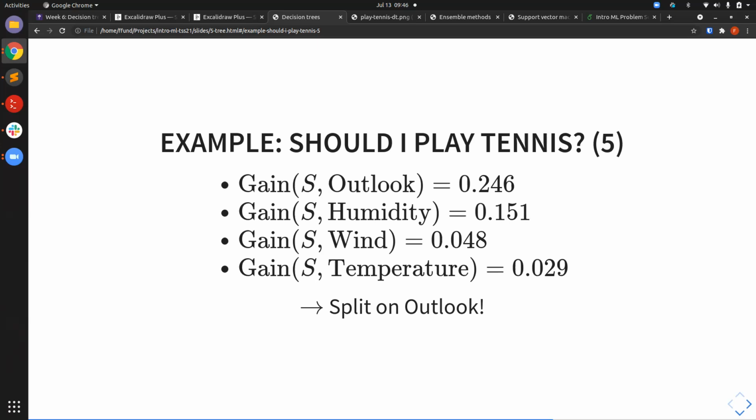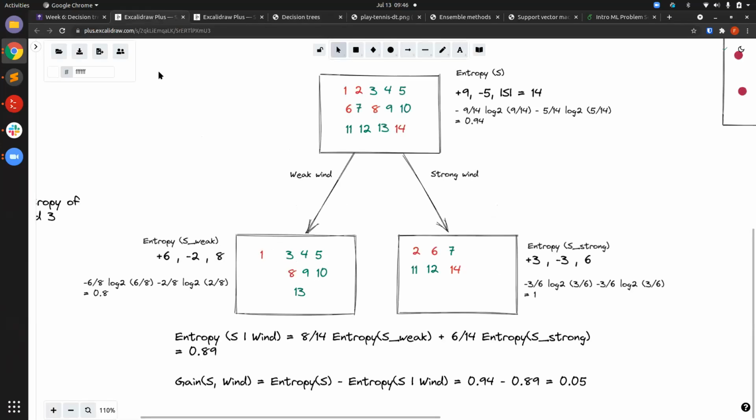Then after you split on outlook, you would go to each of the child nodes and start again there. So you would then consider all of the samples in the child node as the entire set and consider possible splits. Okay, any questions on this process?